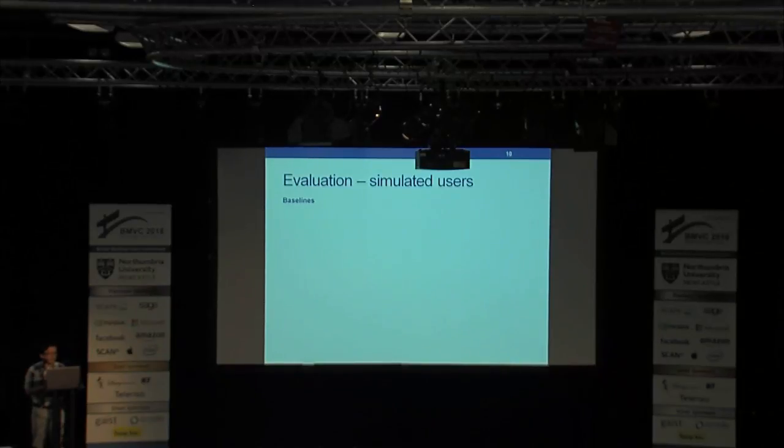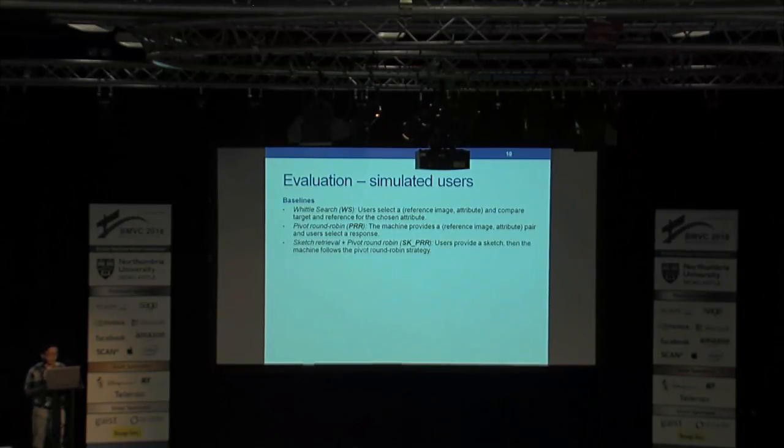Then we want to do some evaluation. First, we have some simulated users, and we are going to evaluate with WhittleSearch. WhittleSearch is the free-form attribute feedback that we talked about before. Pivot round robin is the suggested question. And then we have another one, which is sketch retrieval. In the first iteration, you draw a sketch, and then we complement with pivot round robin in later iterations.